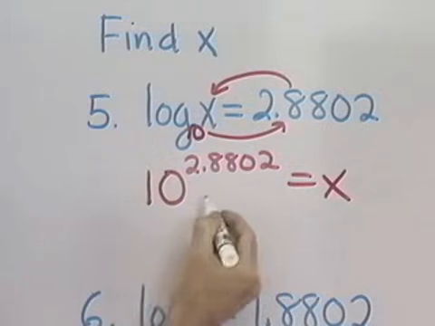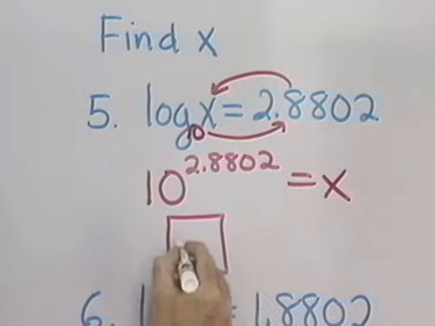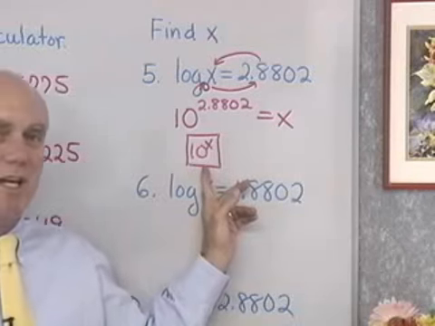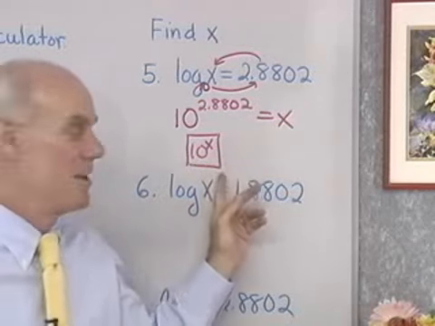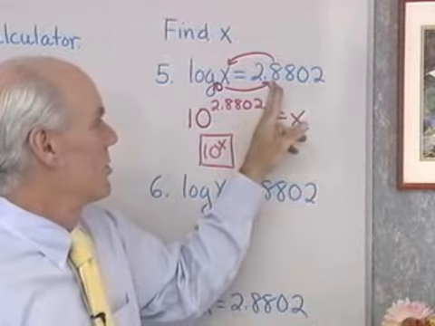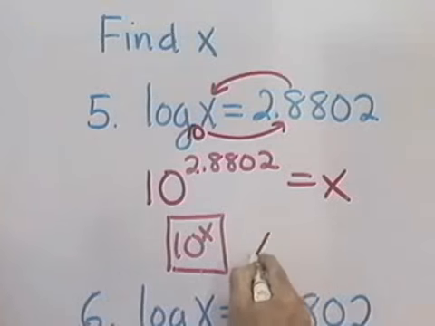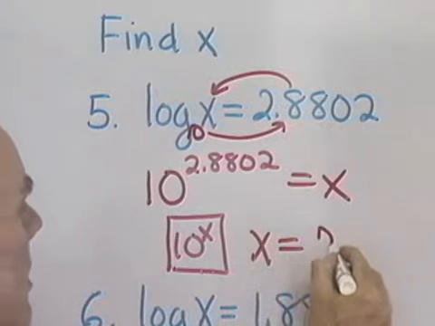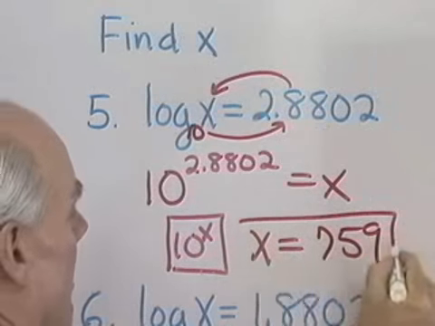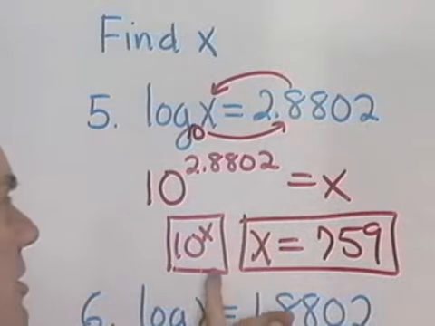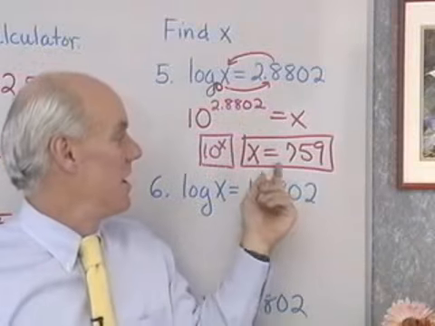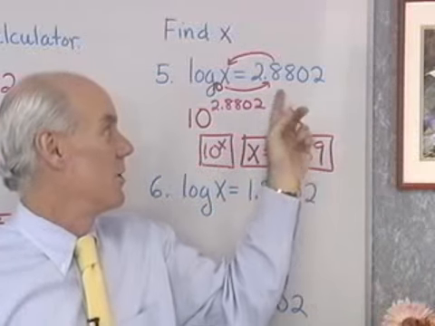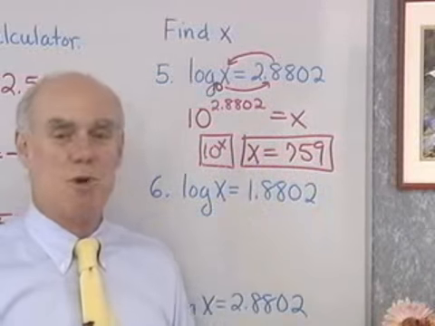So I need to look on my calculator for the button that has 10 to the x power. It's usually right around where my natural logarithm button is. Sometimes it's the inverse of that button. And when I use that button with this number 2.8802, I should end up with x equal, and let's see what I got, if I round off, 759. So try that 10 to the x button on your calculator. It's the inverse of your log button, and when you press that, you should get, rounded to 3 decimal places, 759, when you look up 10 to the 2.8802.